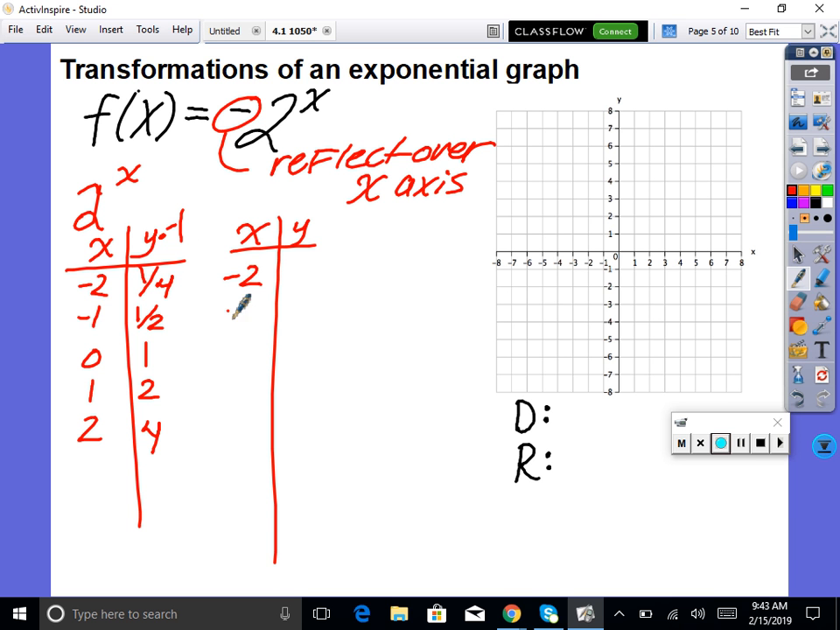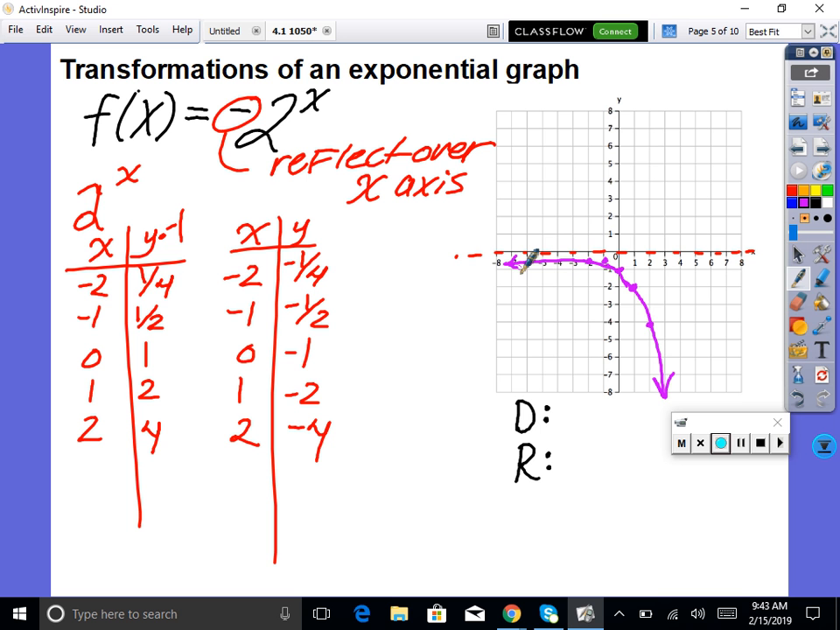So our new x, y points, negative 2, negative 1, 0, 1, 2. Now look, 1, negative 1 times a fourth is negative a fourth, negative a half, negative 1, negative 2, negative 4. Now we didn't shift up or down at all, so our horizontal asymptote is still at 0. And then watch me graphing this. So over negative 2, down a little bit, over negative 1, down, over 0, down 1, over 1, down 2, over 2, down 4. Is this one growth or decay?